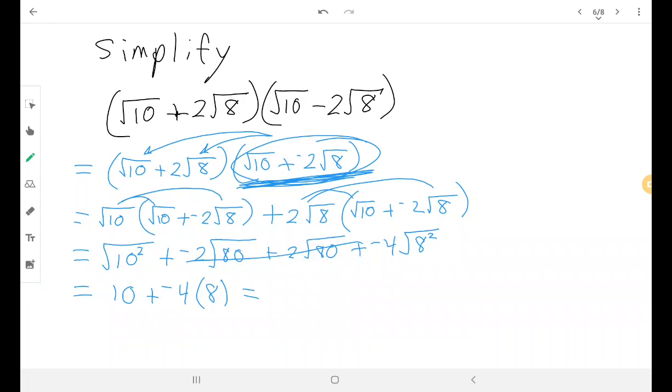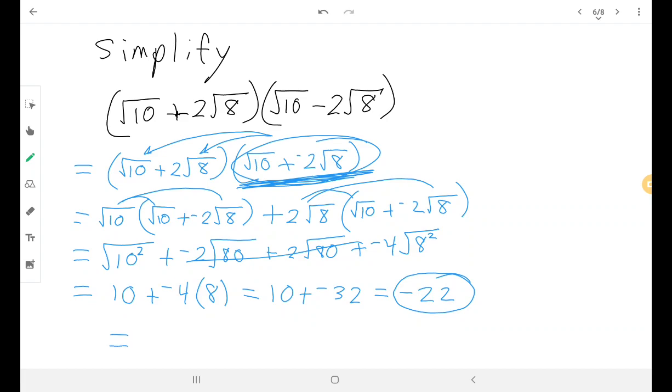Gives us 10 plus -4 times 8, which is 32. And 10 plus -32 is, you got to subtract the two numbers and go with the sign of the bigger one. So the bigger one is negative, so it'll be negative, and then 32 minus 10 is 22. So we get -22.